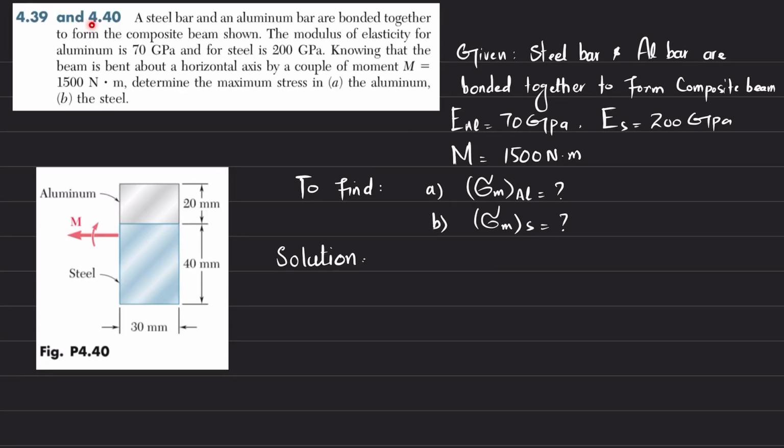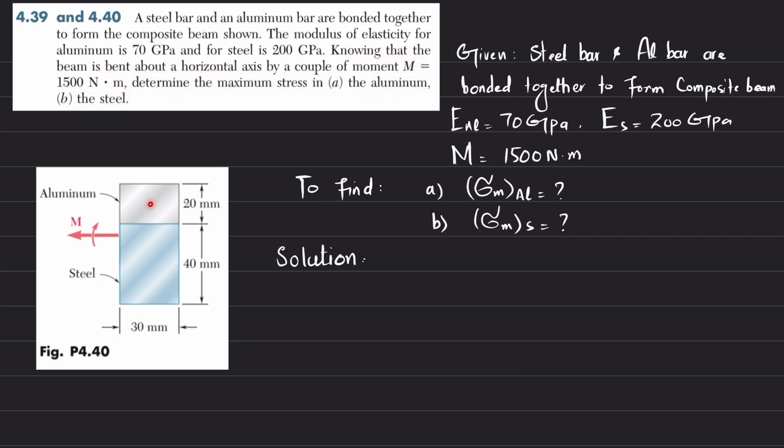Welcome back. Problem 4.40. The statement is: a steel bar and aluminum bar are bonded together to form a composite beam as shown. The modulus of elasticity for aluminum is 70 gigapascal and for steel 200 gigapascal. Knowing that the beam is bent about the horizontal axis by a couple of moment 1500 newton meter, determine the maximum stress in aluminum and steel.